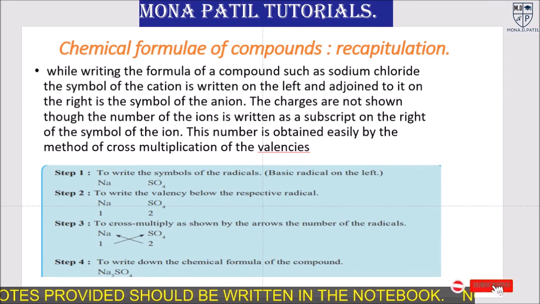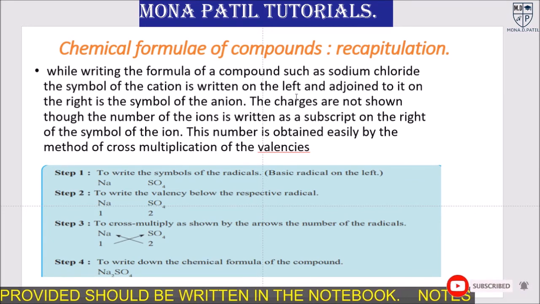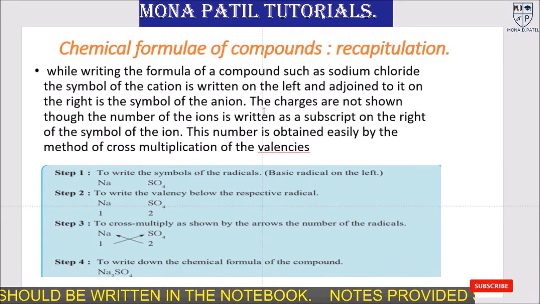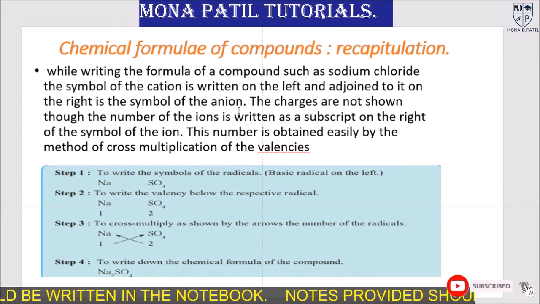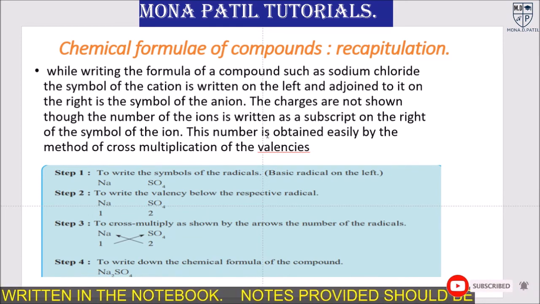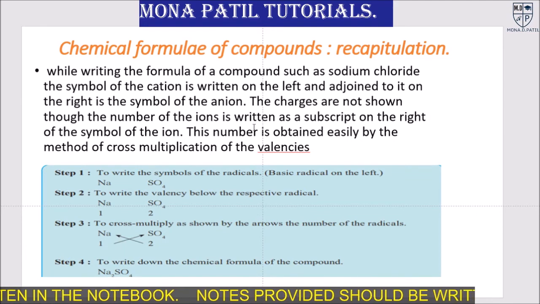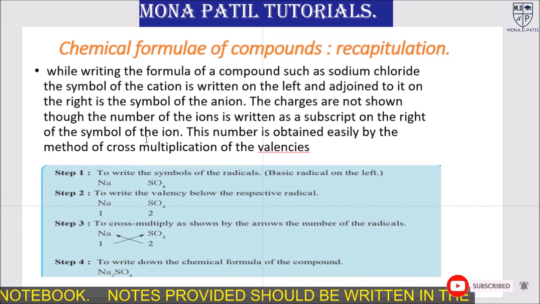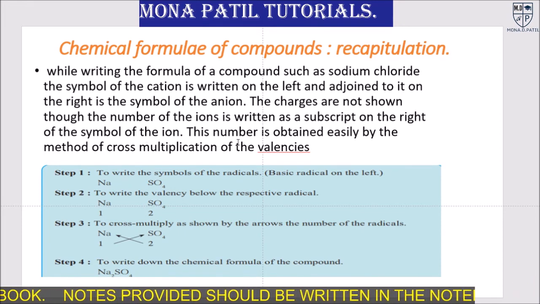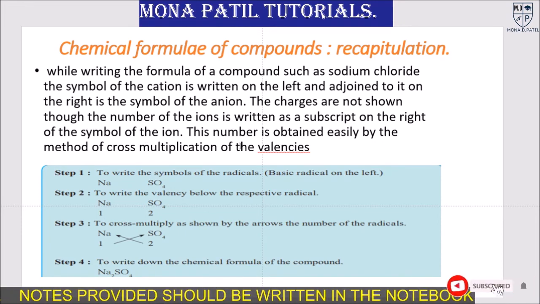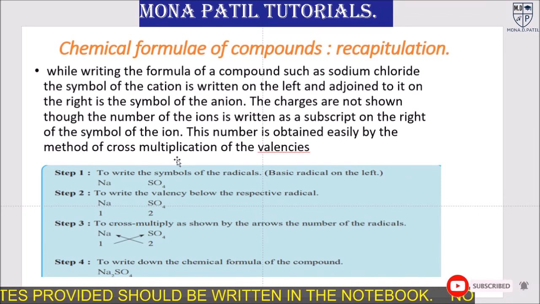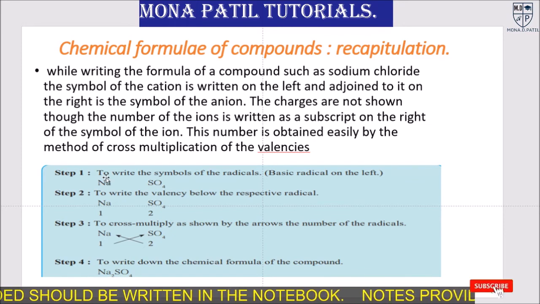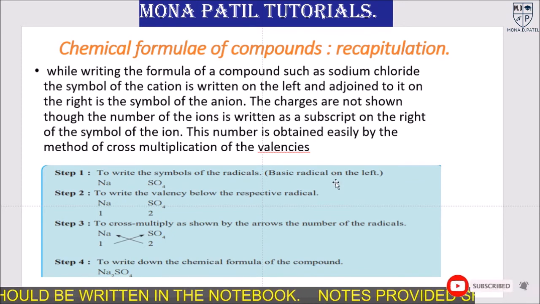While writing the formula of compounds such as sodium chloride, the symbol of the cation is written on the left, and adjoined to it on the right is the symbol of the anion. The charges are not shown, but the number of ions is written as a subscript on the right of the symbol of the ion. This number is obtained easily by the method of cross multiplication of valencies. Here we can see a step by step example of sodium sulfate, how the sodium sulfate formula is written.